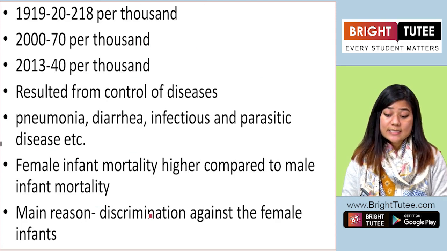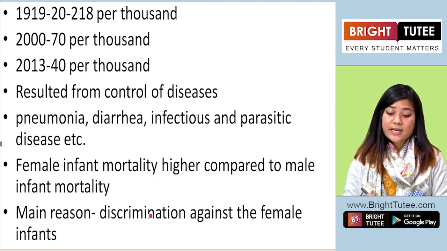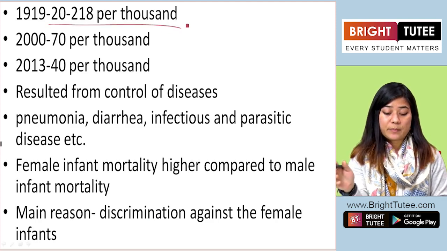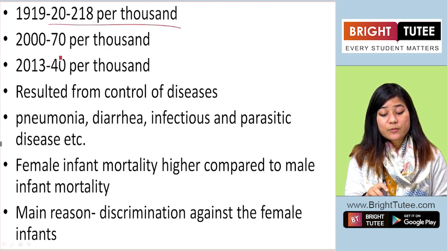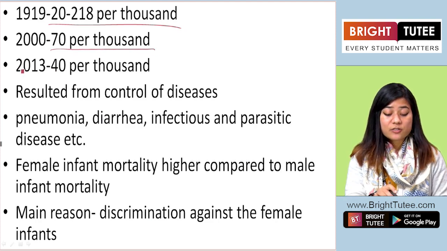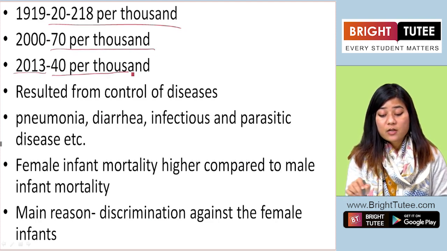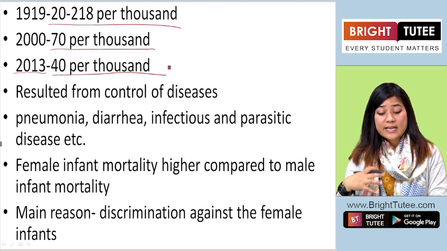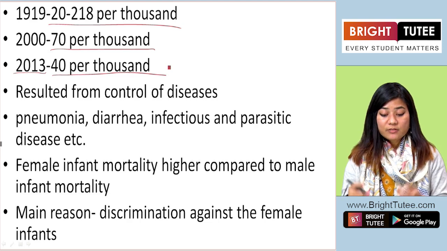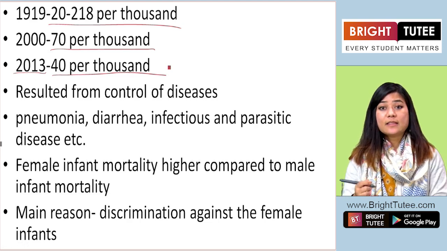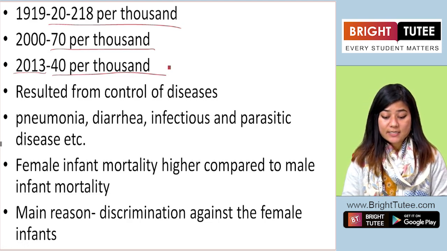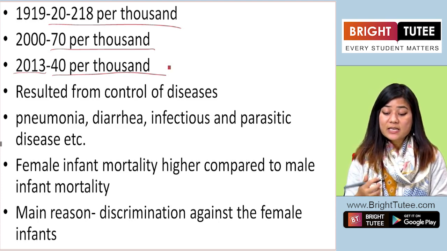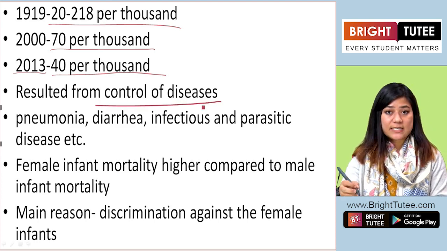So in 1990, the death rate of India was 218 per thousand people. In 2000, it was 70 per thousand, and in 2013, it was 40 per thousand. So you see there was a decline in the rate of death. Now this decline in the infant mortality rate is mainly caused by control of diseases.